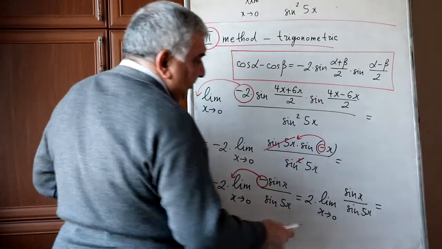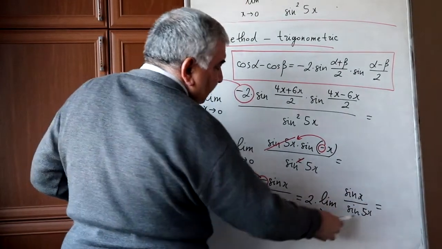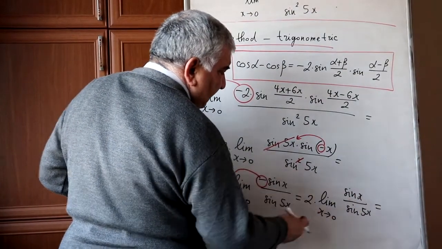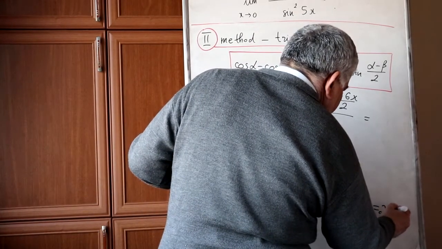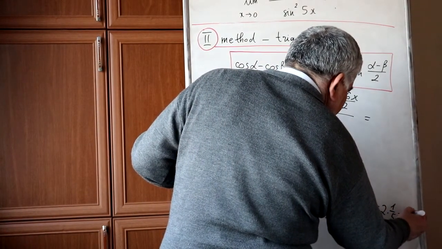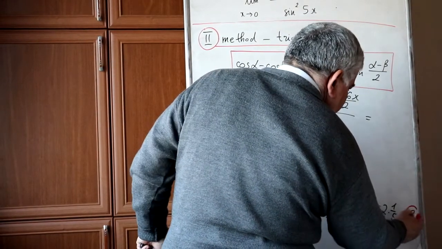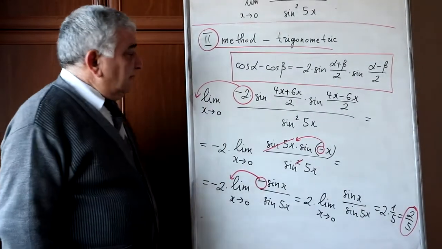and already you know the calculation method of this limit. It is 1/5, so 2 multiplied by 1/5, and it is 2/5. And you see that we obtain the same result. It is the second method.